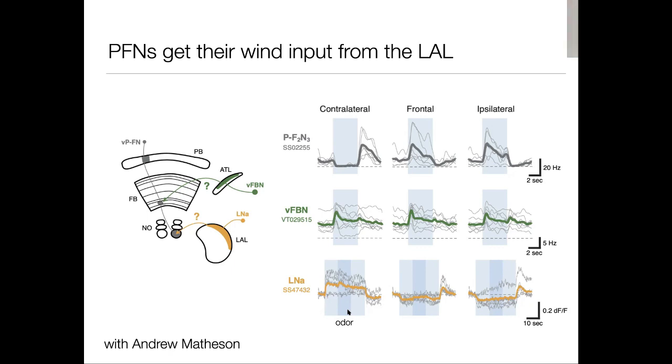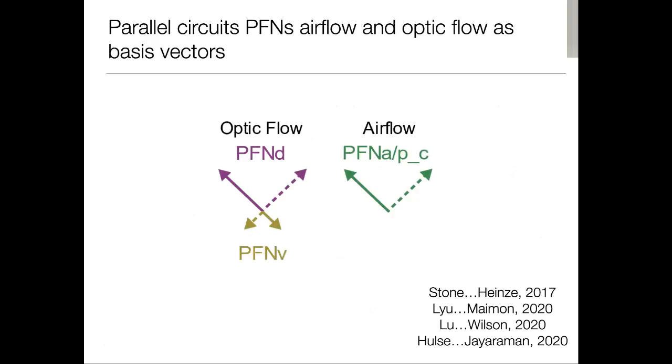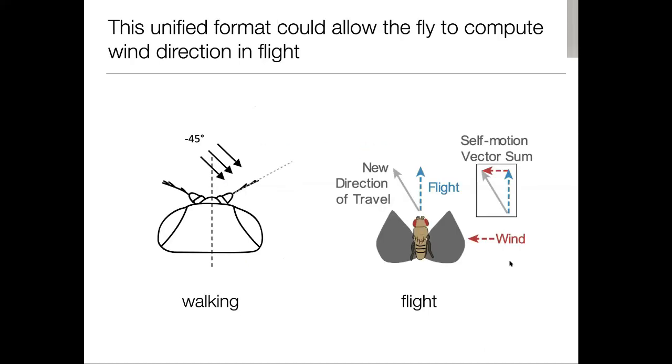compute the wind direction from a comparison between the optic flow that it observes and its expected direction of motion. And this is where we think that this unified basis vector format that we observe both for airflow sensitive PFNs and that Gabby Mayman and others have observed for optic flow PFNs might be very useful, because by putting both of these signals into a format of vectors, as Larry discussed, this could enable the fly to perform these vector computations that it would need to do to derive what the wind direction is when it's in flight. And this is a hypothesis that we're working on testing now.